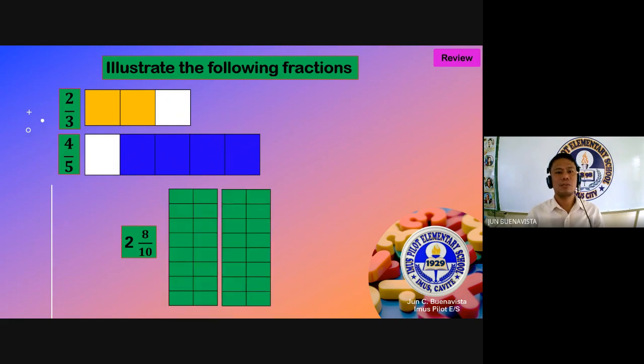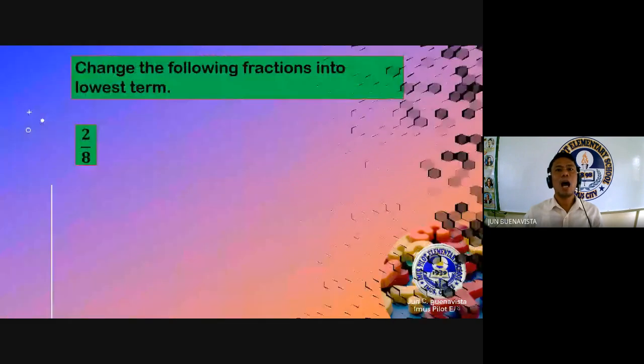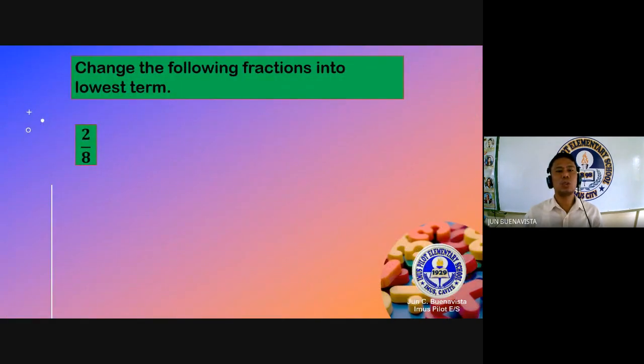And we have 2 and 8 tenths. So we have two whole numbers and one whole is divided into 10 equal parts and 8 is shaded. Okay, so this time we are going to review how to change our fractions into lowest term.